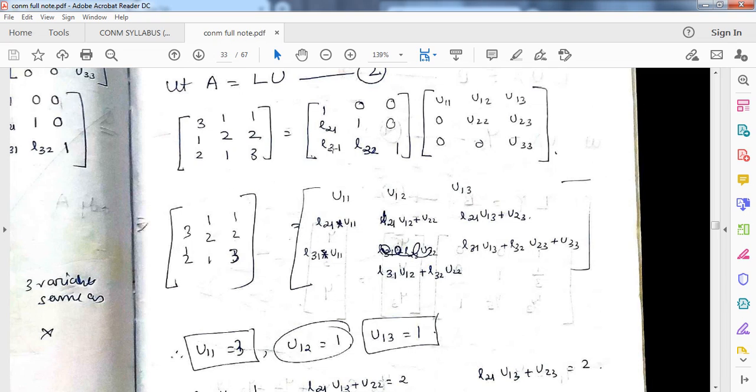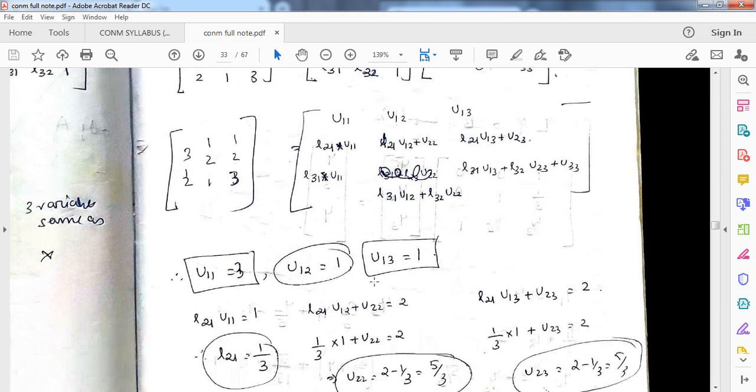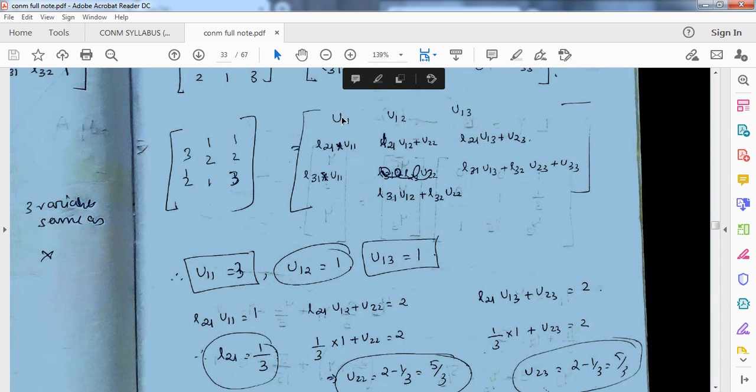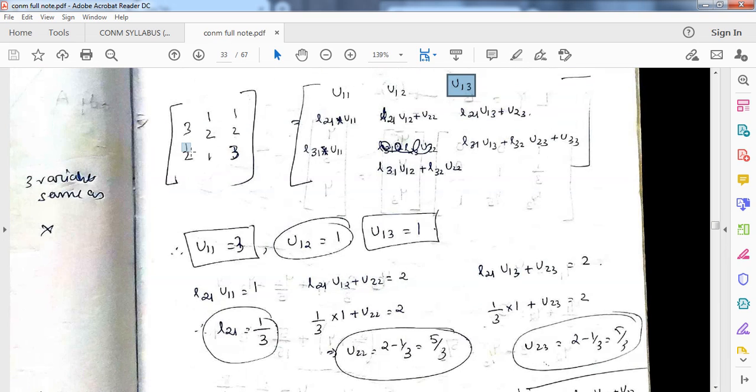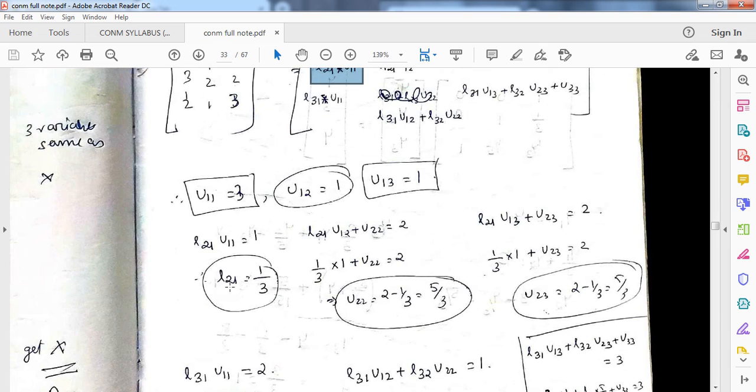So L31, then this L32 into 0 0. Now, this first value is equivalent to U11. This one is equivalent to, because there is equal sign over here, isn't it? So whatever value I'm having over here, this is same as this. Whatever value I'm over here, this is same as this. So then I have 1 over here, which is equals to L21 into U11. Now U11 is already known to you, which is equals to 3. So you can find out what is L23.